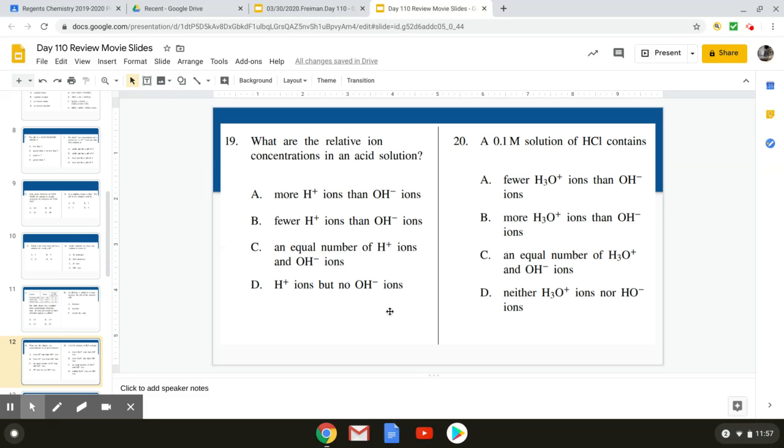Number 19, what are the relative ion concentrations of an acid solution? If it's acidic, we should have more hydrogen ions, that's the acid ion, and fewer hydroxide ions, that's the base ion. So A for that one.